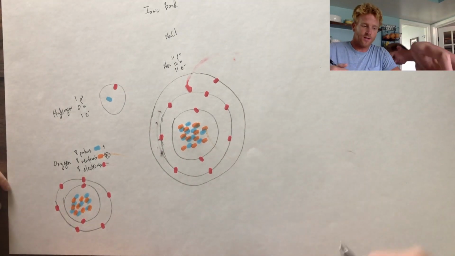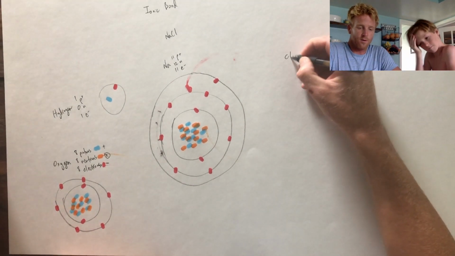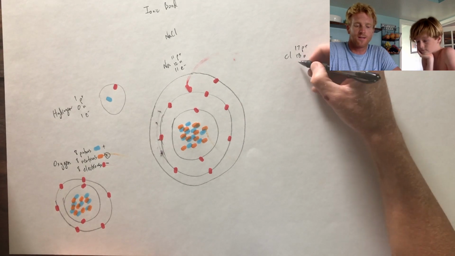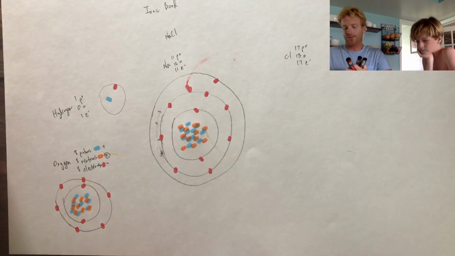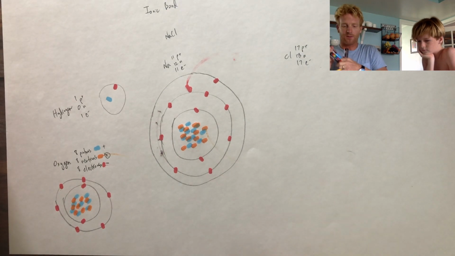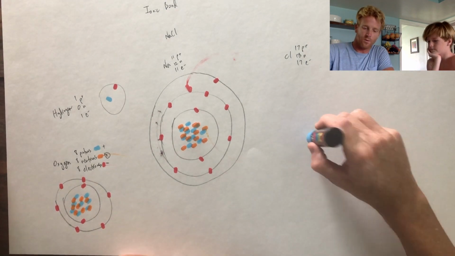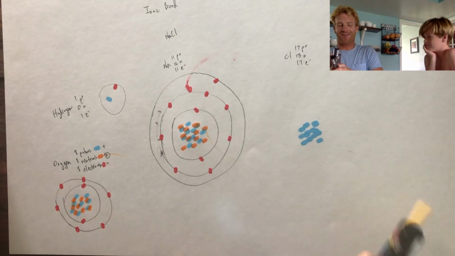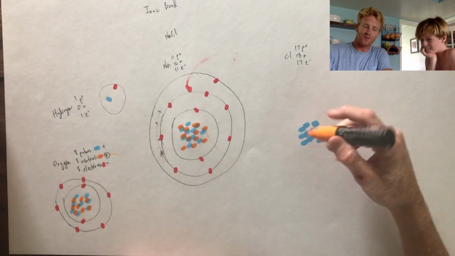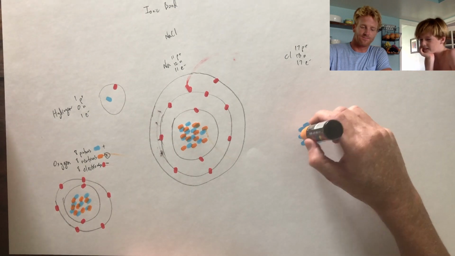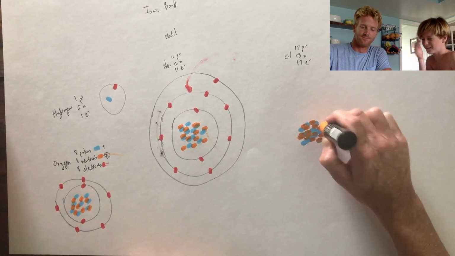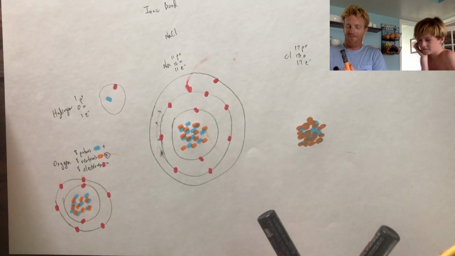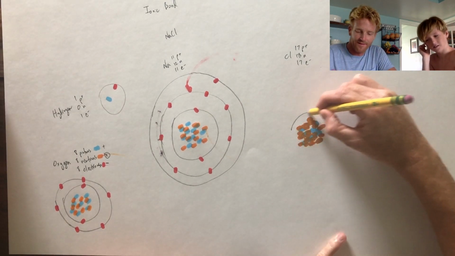Chlorine has a very different situation, a very different problem. Chlorine has 17 protons, 18 neutrons, and 17 electrons. How many blue dots in the middle? 17. How many neutrons in the middle? 18. Good enough.